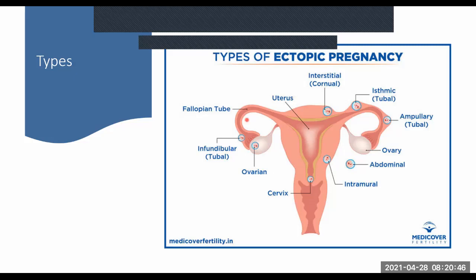And then you get the ones that are in the fallopian tubes. You get isthmic, ampullary, infundibular. All of these are the most common. Generally, when you are going to see an ectopic pregnancy in practice, in an emergency department I'm talking about, this is generally where you'll see them.